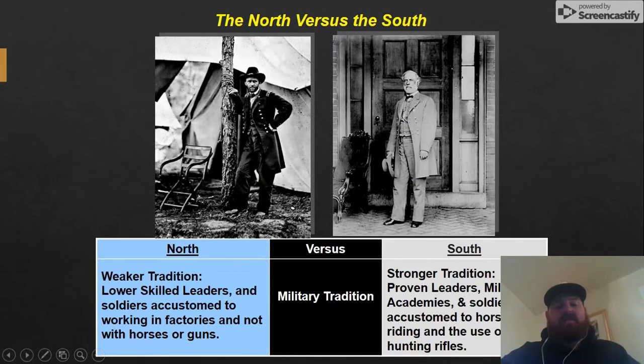Now, the South, though, gets an advantage because they had stronger leaders. They had military academies. They even had soldiers accustomed to horseback riding and were known to be able to use hunting rifles. But in the North, because they worked in factories and stuff, they didn't really have great military leaders. They didn't really have many soldiers. They had a lot of men, but they didn't have trained soldiers. They didn't really know how to work guns or ride horses, because they'd been busy working in the factories rather than tending the fields and hunting and stuff like that, like they did in the South. So the South actually had an advantage because they had a stronger military tradition.